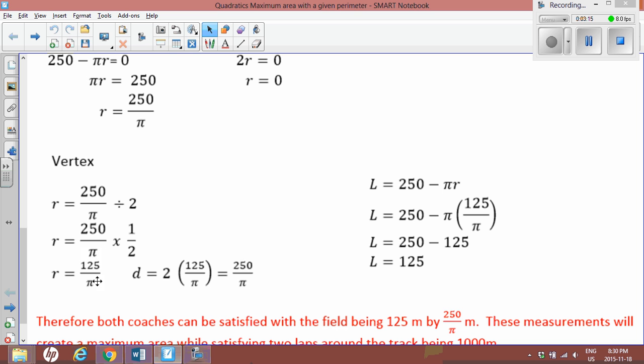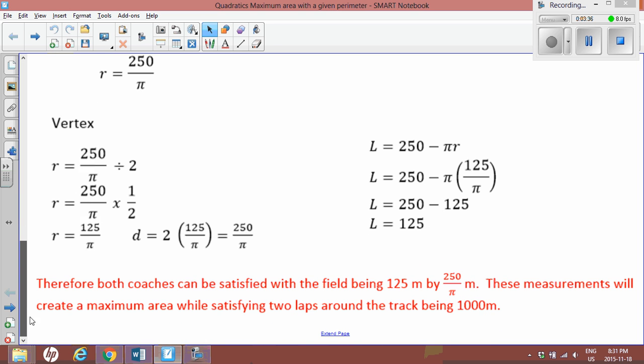Since we have the diameter and the radius, it's easy to get the length from the equation we arranged previously. So length is 250 minus pi r, 250 minus pi, brackets 125 over pi. The pi's cancel out, so we have 250 minus 125, so the length is 125. So to answer this question, both coaches can be satisfied with the field being 125 meters by 250 over pi meters. These measurements will create a maximum area while satisfying 2 laps around the track being 1,000 meters.